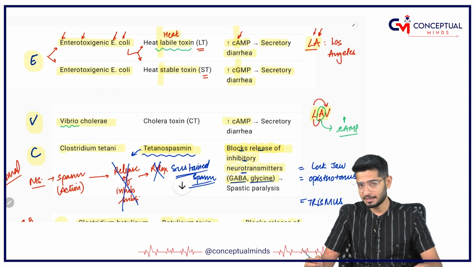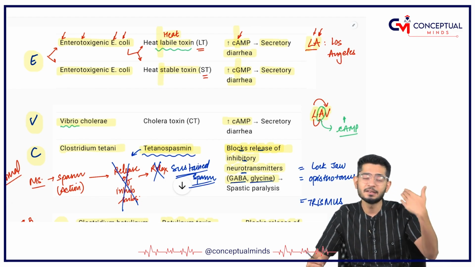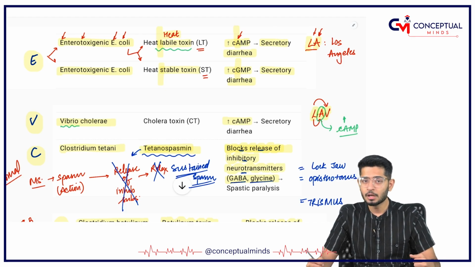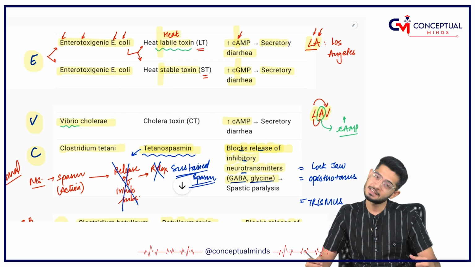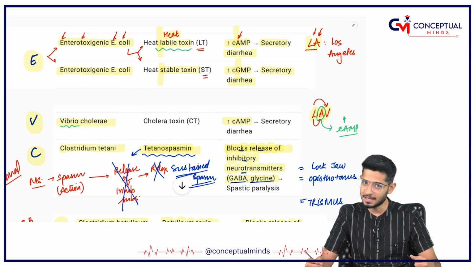Both cyclic AMP and cyclic GMP are going to increase the secretions from the gut, and because they are increasing the secretions from the gut, they are responsible for causing diarrhea, secretory diarrhea. Increasing the secretions, secretory diarrhea. Who? E. coli. Okay, you got it?